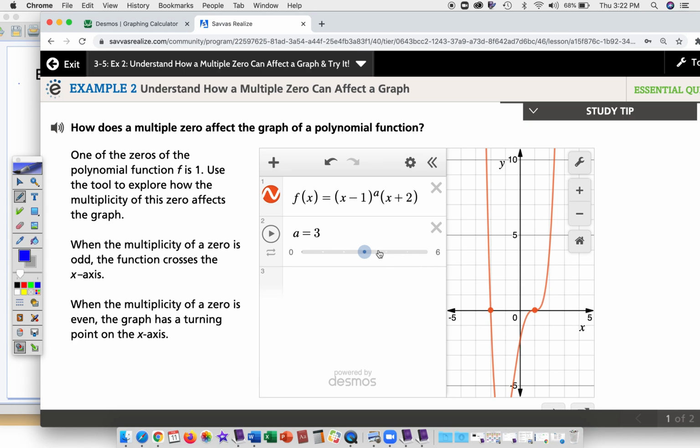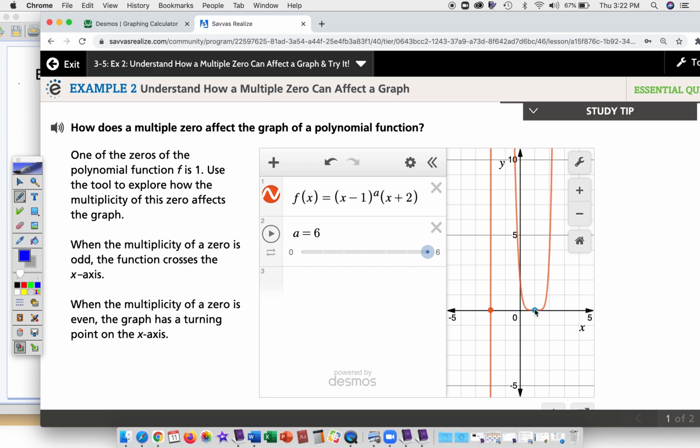I'm going to go up to 4. At 4, we're back to a turning point. Let's see, what do you think is going to happen at 5? Back to cubic curve. And then at 6, it goes back to a turning point. So again, the degree for the factor affects how the graph will look at the x-axis. So this is pretty cool stuff.